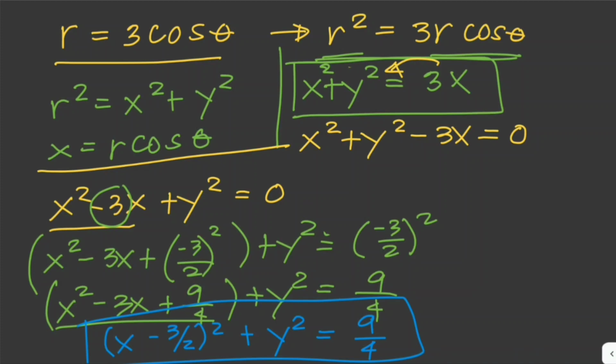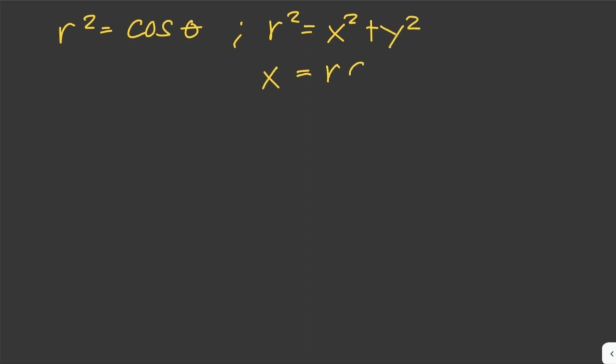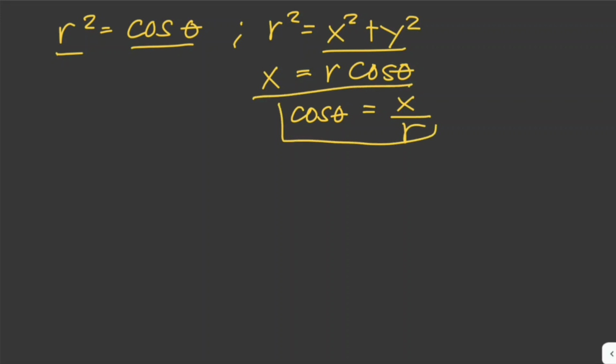Now let's solve another problem. Let's say we're given r squared equals cosine theta. We know that r squared is equal to x squared plus y squared, and x is equal to r cosine theta. So we have r squared in our equation, so we can simply plug in x squared plus y squared. But we only have cosine theta here. So cosine theta is just equal to x over r. We just derive this from here.